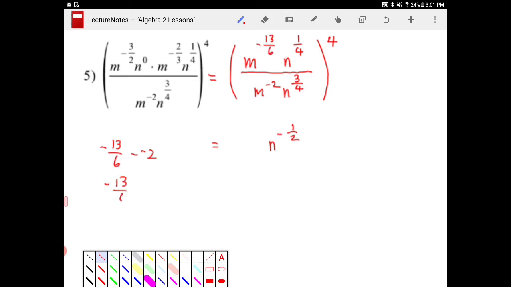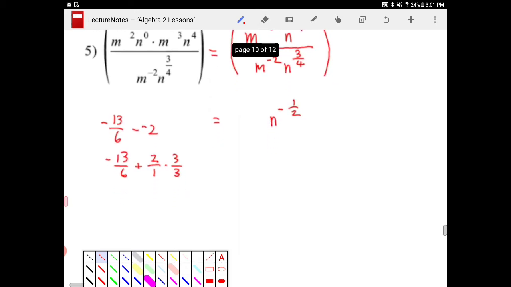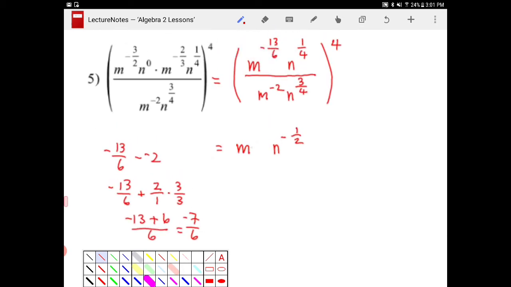So this is negative 13/6 plus 2 over 1. To create a common denominator, I want to multiply by 3 over 3. So that would be negative 13 plus 6 over 6. That would be 9. No, I'm sorry, that would be 7/6. Negative 7/6. So that would be m to the negative 7/6, and all of this to the power of 4.